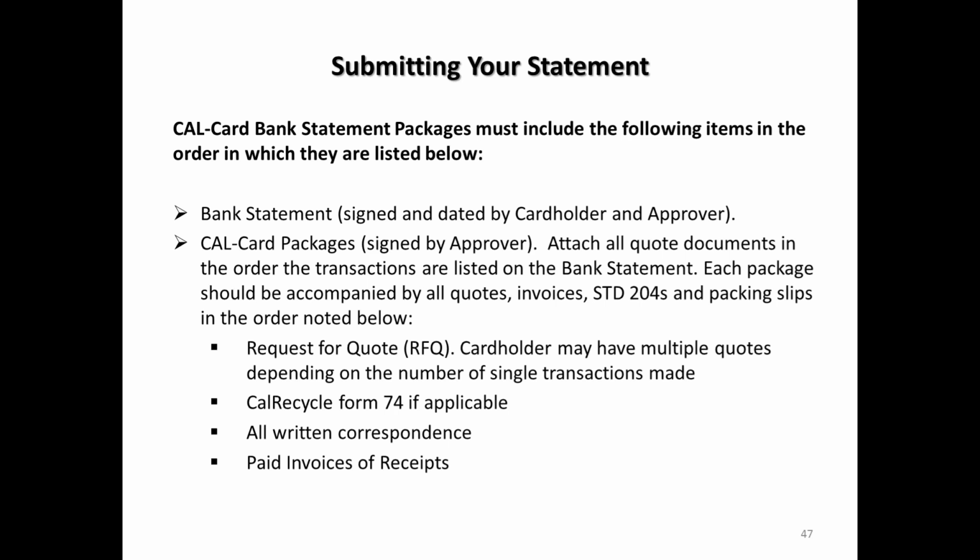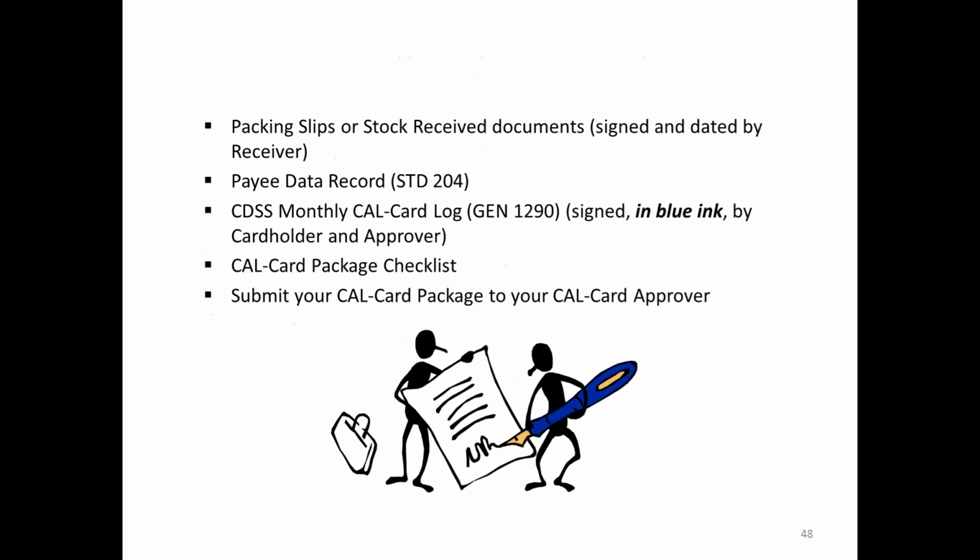RFQ, request for quotes. Cardholders may have multiple quotes depending on the number of single transactions made. CalRecycle Form 74, if applicable, all written correspondence and paid invoices or receipts. Packing slips or stock received documents signed and dated by the receiver, Payee Data Record Standard 204, CDSS Monthly CalCard Log Gen 1290 signed in blue ink by the cardholder and approver, CalCard Package Checklist. Remember to submit your CalCard package to your approver for final approval prior to distribution to the payables unit and purchasing unit.